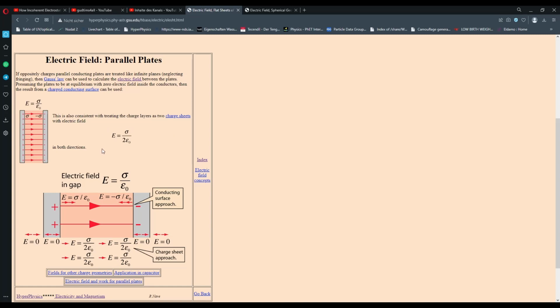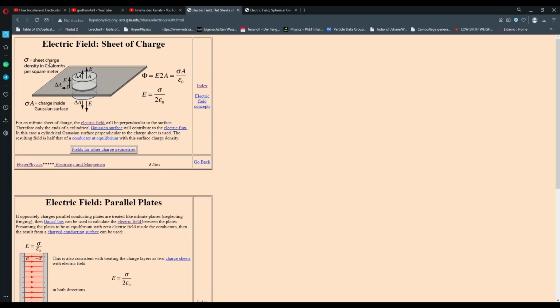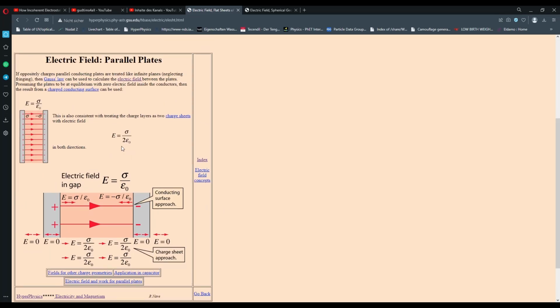And so the electric field is this: sigma divided by 2 times the electric field constant. Now, sigma here is the charge density, so charge per unit area. They explain it up here: sheet charge density in coulombs per square meter. And you can see here that the electric field, funnily enough, is pretty much the same everywhere. Can you see here how there's no dependence on radius anywhere? So it should be the same everywhere.